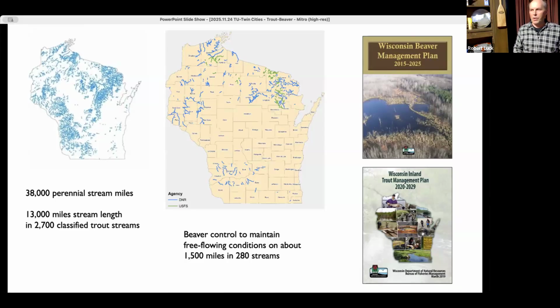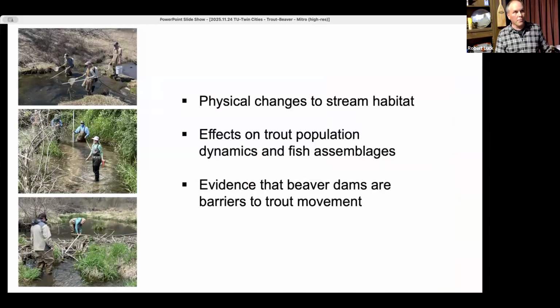But the work that came out of that limited amount of work has led to the statewide program, and that was called out in their management plan, identifying that there are gaps in the science of what we understand about beaver and trout in streams across Wisconsin. So my work came out of the research recommendations in that management plan, and that led to the statewide work that I'm doing.